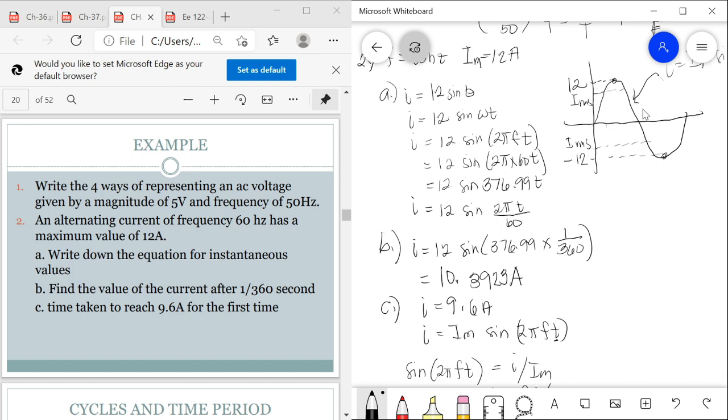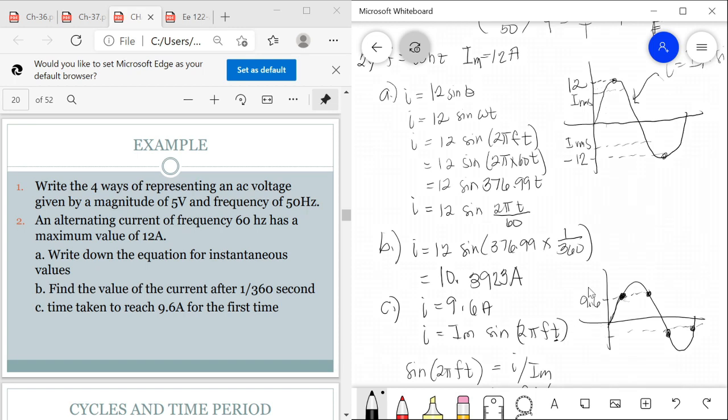Next, time taken to reach 9.6 amperes for the first time. So for the first time, ibig sabihin, anong time na marireach niya yung 9.6 amperes. So ito yung 9.6 amperes. What will be its time na ma-reach na niya to for the first time? Kasi 4 na times niyang ma-reach ang 9.6: first time, second time, and at the negative half cycle, third time and the fourth time. So this one is the first time.